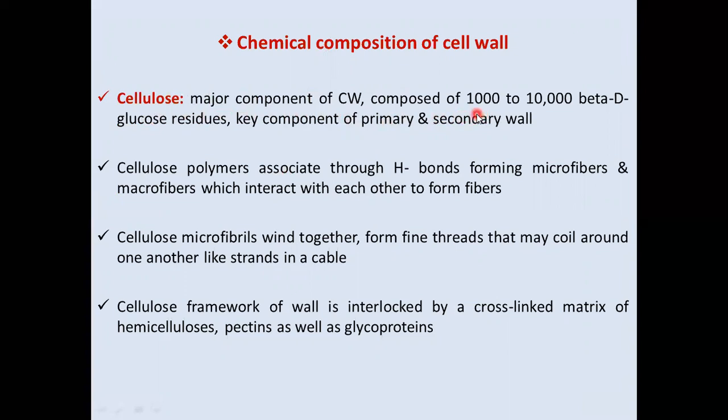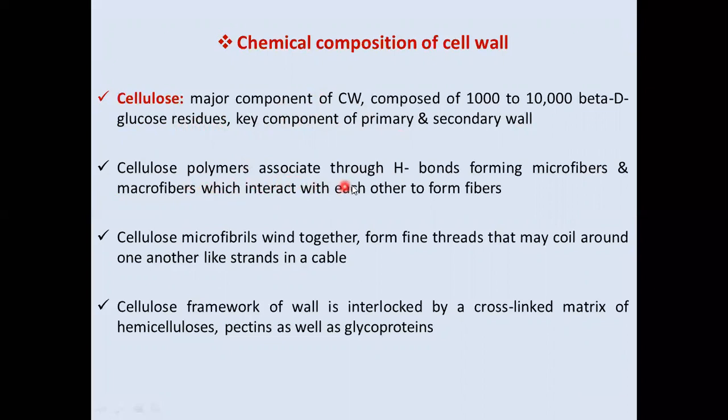Cellulose is composed of approximately 1,000 to 10,000 beta-D-glucose residues, and is a key component of primary and secondary walls. So the cellulose molecule is a polysaccharide which is made of monosaccharide glucose molecules, and this is the D-glucose molecule that helps to form cellulose.